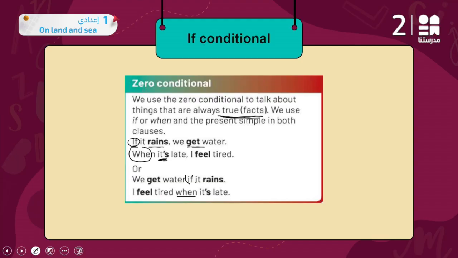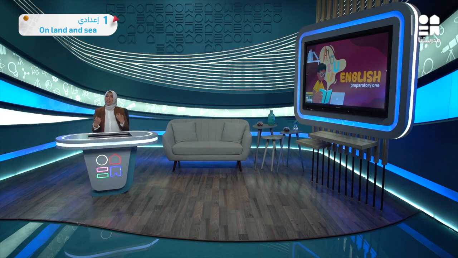ال condition. يبقى هبدأ بال result. We get water. أهو we get water. Then I use if in the middle وبعد كده بستخدم ال condition clause. بعد كده if I feel tired. أنا ببقى تعبان، ببقى مرهق. When هنا when in the middle وبعد كده ال condition الشرط not the result. Got it يا ولاد؟ أوكي.